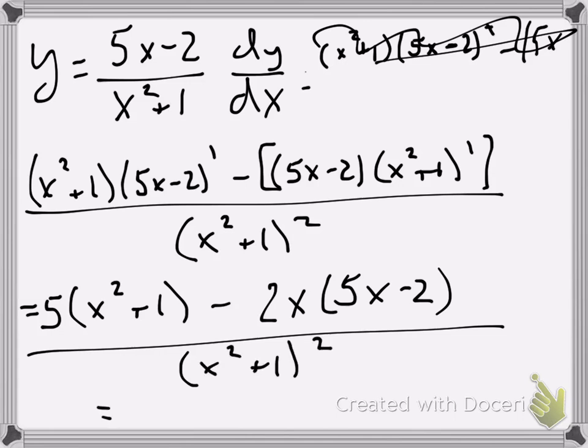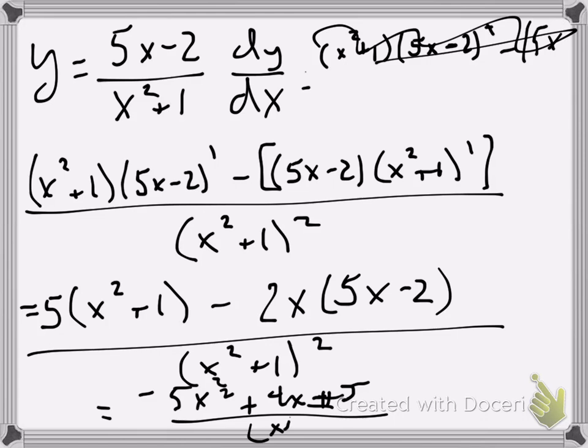Okay, and then you can work through the algebra, but since I'm running low on space, I'm going to give you the answer. I get negative 5x squared plus 4x plus 5, should be a plus sign, excuse me, all over x squared plus 1 squared. Okay, sorry, my iPad's not really working well for some reason today, so that's why this is a little bit messy. But I'll repeat it verbally. I got negative 5x squared plus 4x plus 5 all over the quantity x squared plus 1 squared.